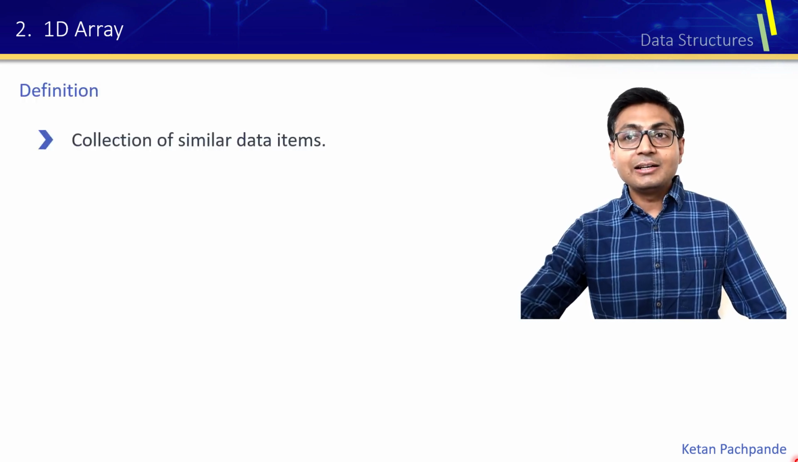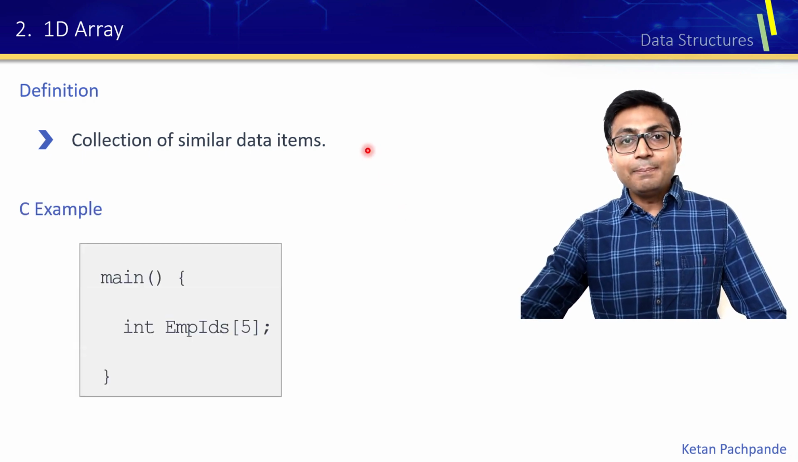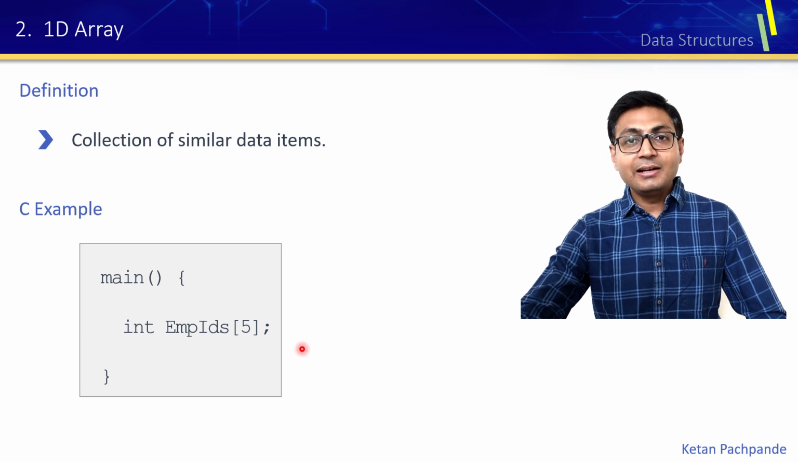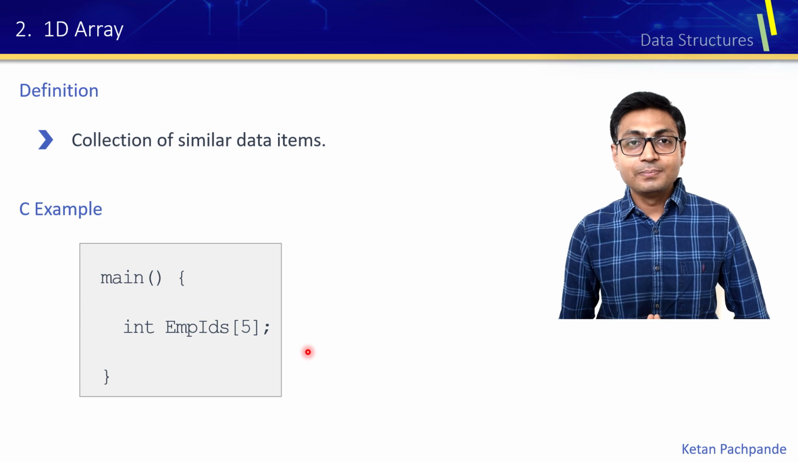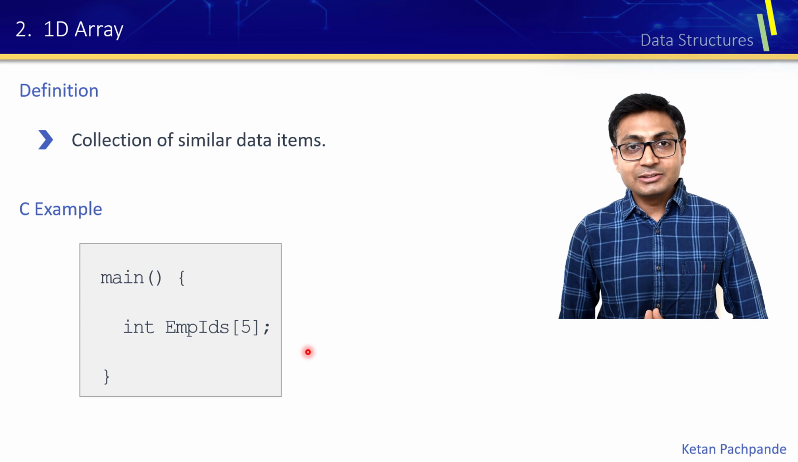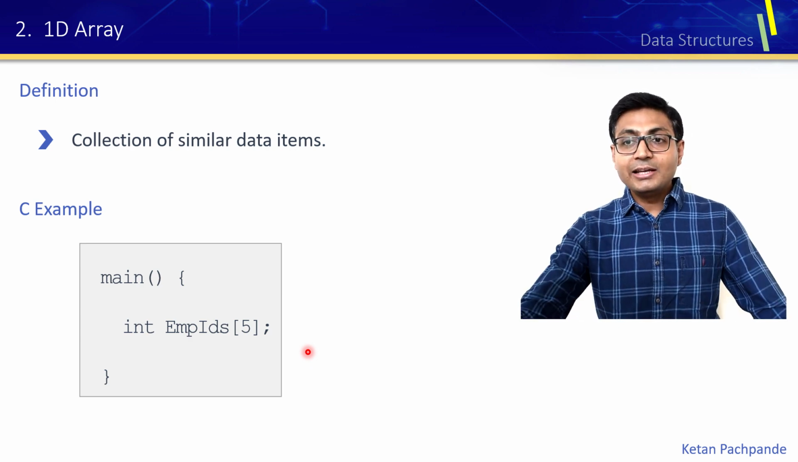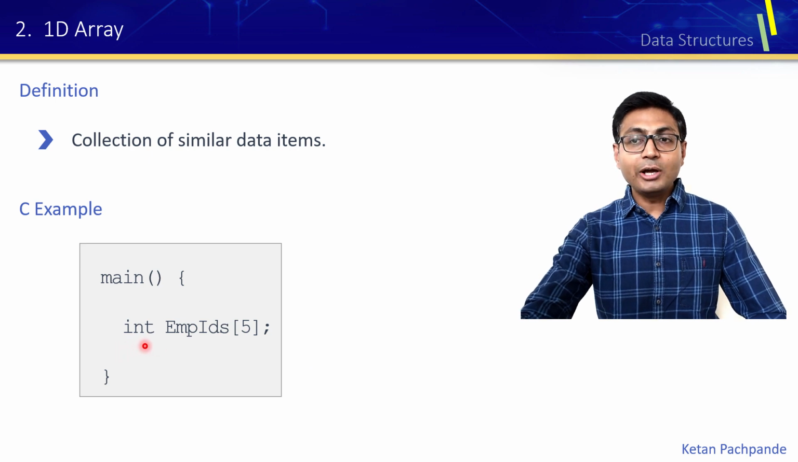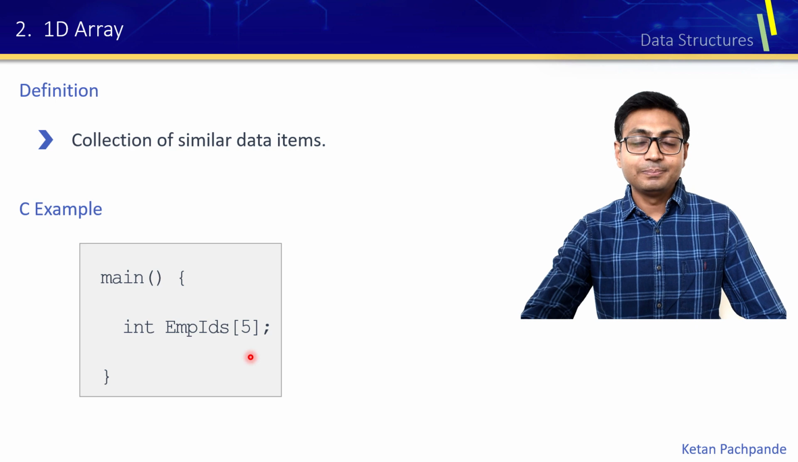The array is nothing but a collection of similar data items. For example, in C++, I can say I want to store the employee IDs of 5 employees. So instead of declaring 5 different integer variables, you can declare or define an array. Here the syntax is int employeeIDs. In the square brackets, you have to provide the size of the array, meaning the number of elements you want to have in the array.